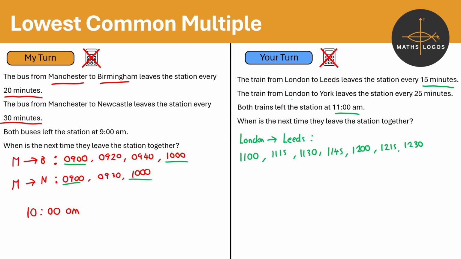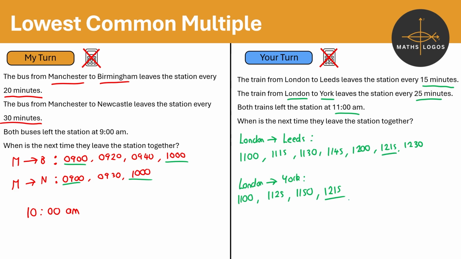And then we'll look at the London to York train, which leaves every 25 minutes. So London to York, and it left at 11 o'clock, and then every 25 minutes after that. So 11, and then 11:25, and then 11:50. And then we want to add 25 minutes to this. Well, if we add 10 minutes, that would take us to 12 o'clock, then we need to add another 15 minutes. That would take us to 12:15.